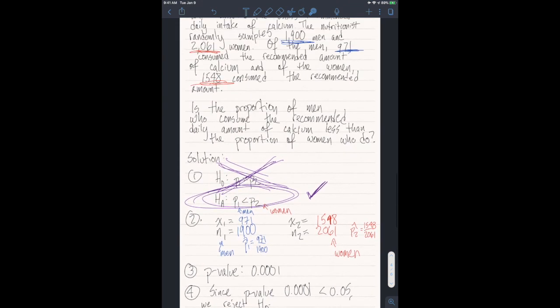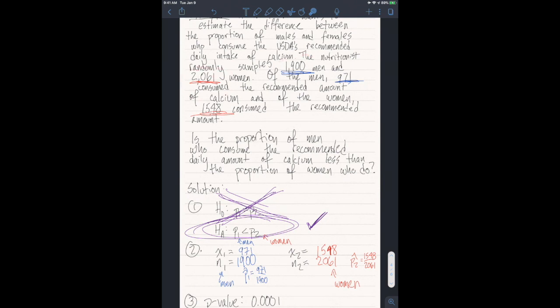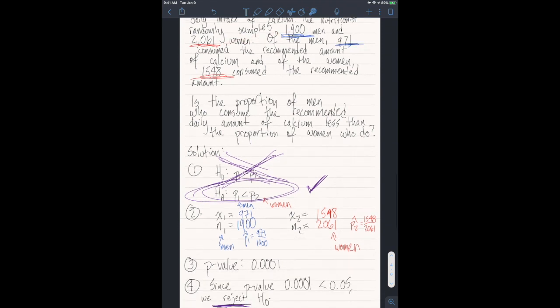Independence. Basically, we want to make sure that the men in this sample didn't affect the women in this sample, right? You don't want to select families at a time and have, let's say, the father and the mother of 3 boys, and all of them are in the sample, right? So the father and the 3 boys are part of this 1900, and then the mother is part of the 2061, because they're not independent. They probably eat meals together. They probably get similar amounts of calcium. You don't want that. You don't want your participants in the sample affecting one another if you can help it.